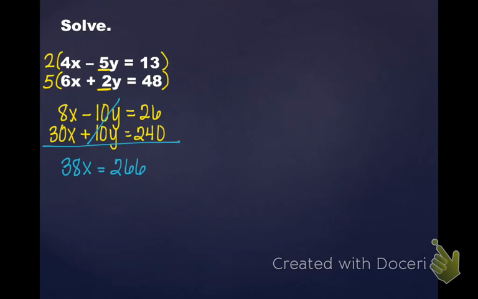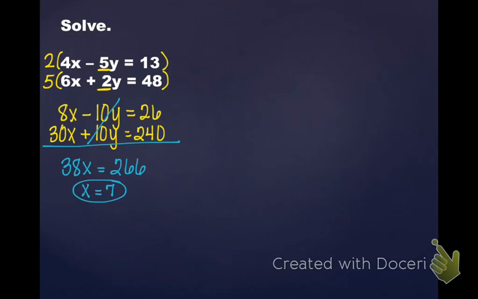Let me get my calculator. 266 divided by 38. Yep, 7. So we divide on both sides, and I get x equals 7. That's how we get our first variable. But remember, we don't stop there, because that's not exactly what we're trying to figure out. We're trying to figure out both.